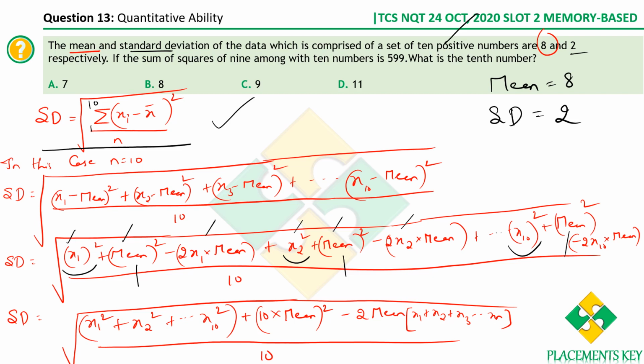So yeah, we have 10 mean square, right? It's not a whole. Okay, it is 10 into mean square, because we have got mean 10 times. Yeah, so 10 into mean square minus, now see here what shall we do? It is 2x1 into mean minus 2x2 mean minus 2x10 mean. So I'm taking minus 2 mean common, so that you get x1 plus x2 plus x3 so on till x10, whole divided by 10.